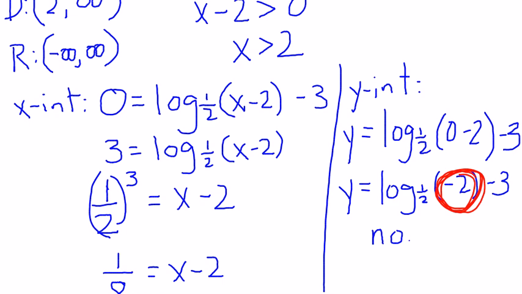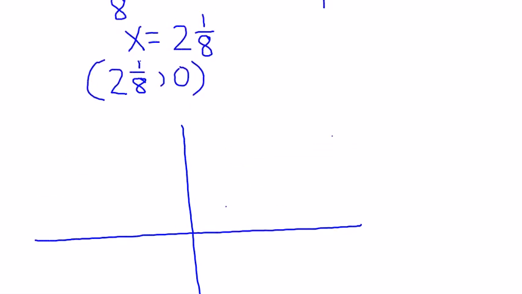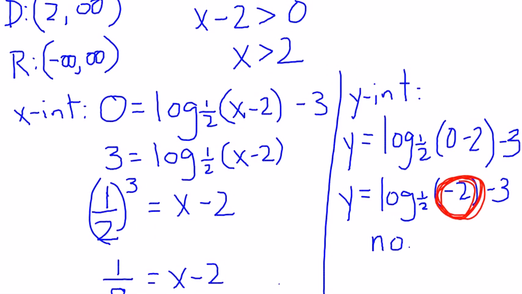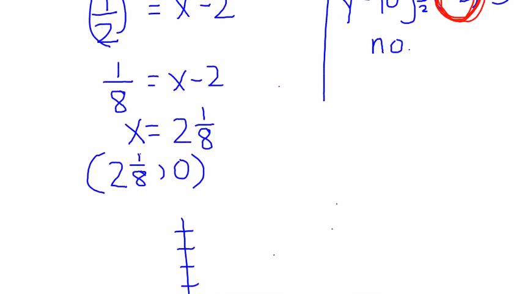Okay, so now we want to talk about graphing it. We said that our x-intercept was 2 and 1/8, 0. So 1, 2, 3, 4, 5. 1, 2, 3, 4, 5. So 2 and 1/8 is like here-ish. We do not have a y-intercept.